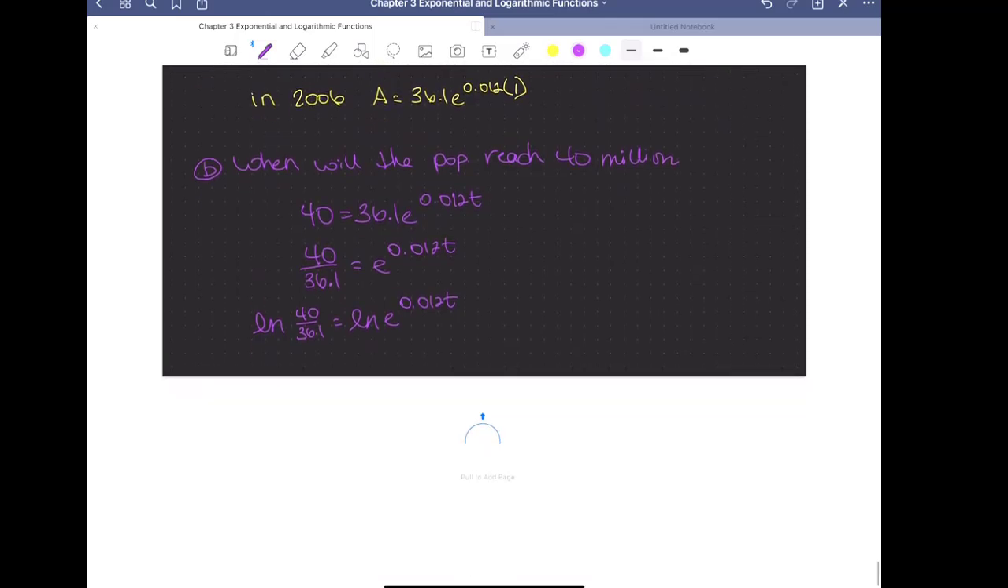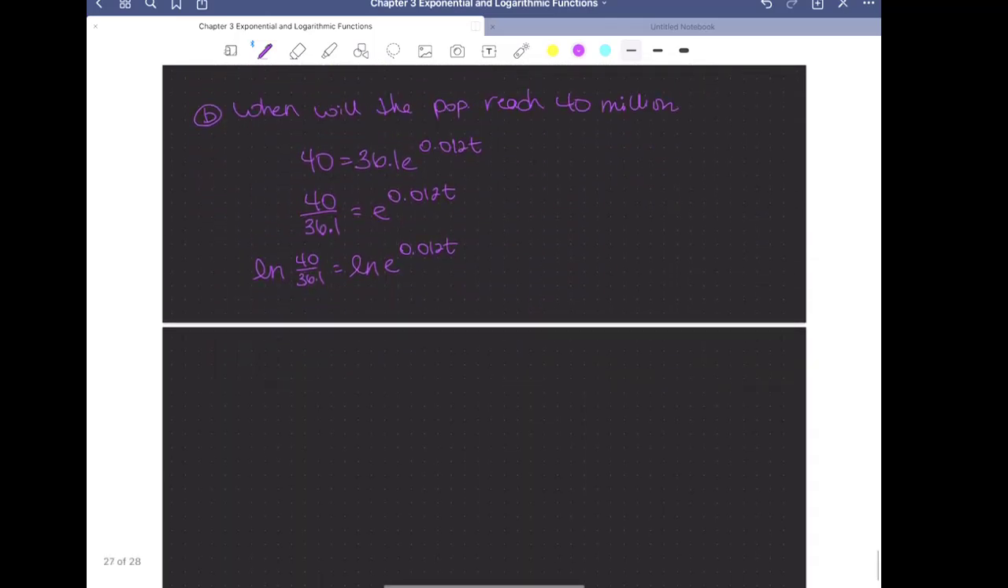So on the left, we're still going to have that natural log of 40 over 36.1. What happens when we take the natural log of e? We get whatever's in our exponent. So that's going to equal 0.012 t. To get t all by itself, you're going to divide. So we got the natural log of 40 over 36.1, all divided by 0.012, and that's going to equal our t.